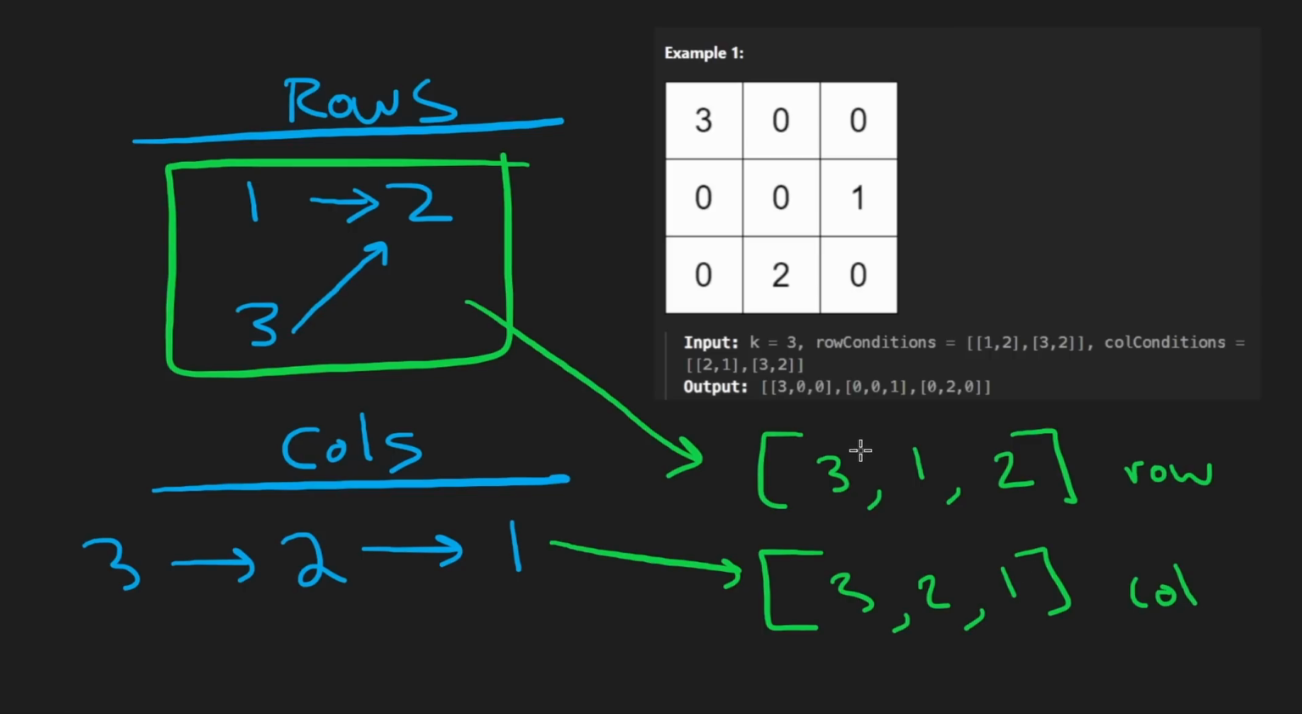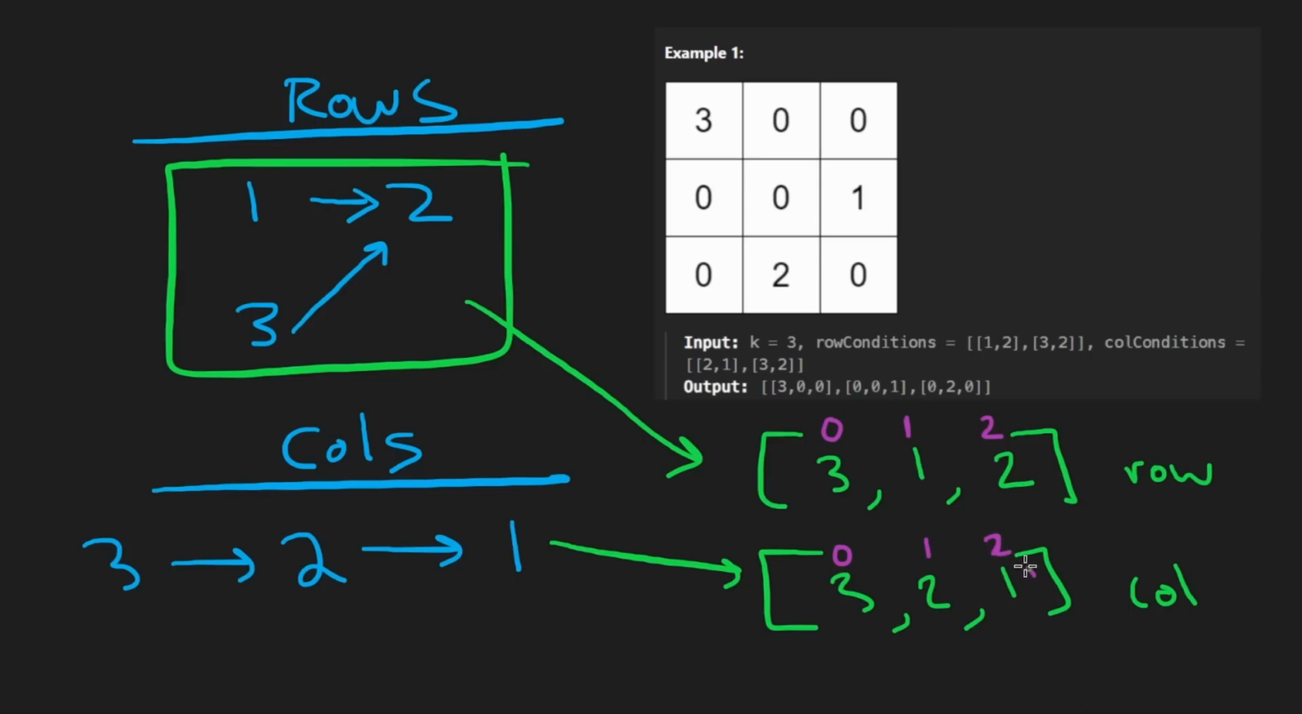Now, what does this tell us? It might not seem obvious, but if 3 is in the first position, it's going to go in the first row, meaning it's going to go in row 0. 1 is in the second, it's going to go in row 1. 2 is in the last position, it's going to go in row 2. 3 is going to go in column 0. This is going to go in column 1. This is going to go in column 2.